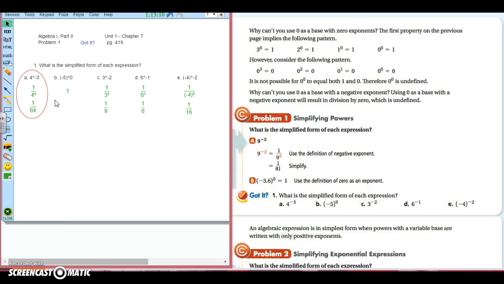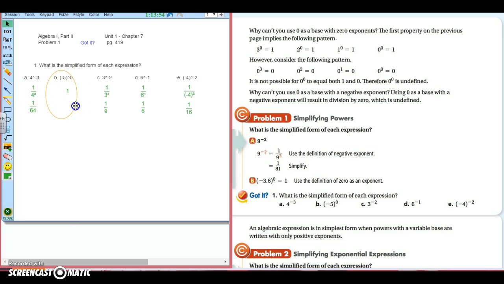The original problem is 4 raised to the negative third power. The definition of a negative exponent is that it switches the base from numerator to denominator or denominator to numerator, depending on where it starts out. So in this case, there is no denominator, so the 4 to the negative third becomes 1 over 4 to the third, because in order to get rid of that negative, it has to move the base, which is the 4, into the denominator. And then 4 to the third power is just 64. So there's that one.